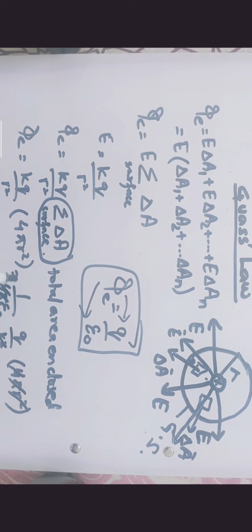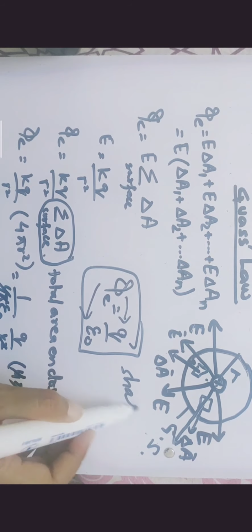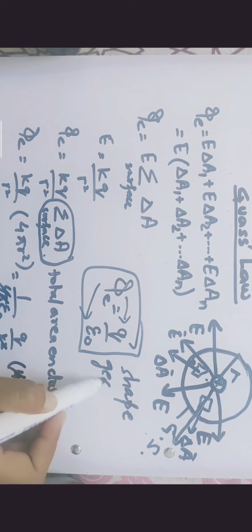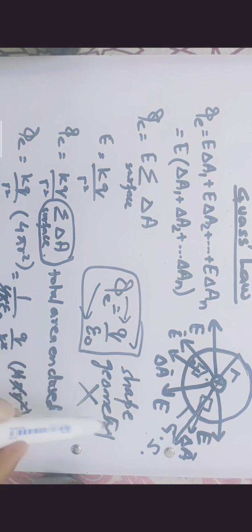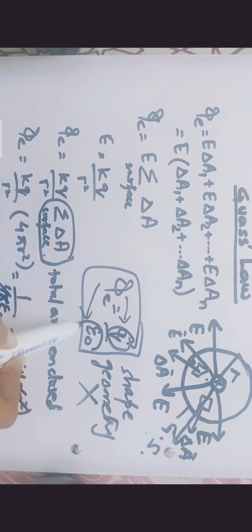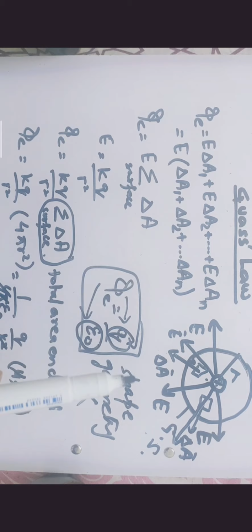And it shows that phi E is directly proportional to q and inversely proportional to the permittivity of free space, and it does not depend upon the shape or geometry of the surface. It is independent of that factor. It only depends upon q and epsilon naught, right?